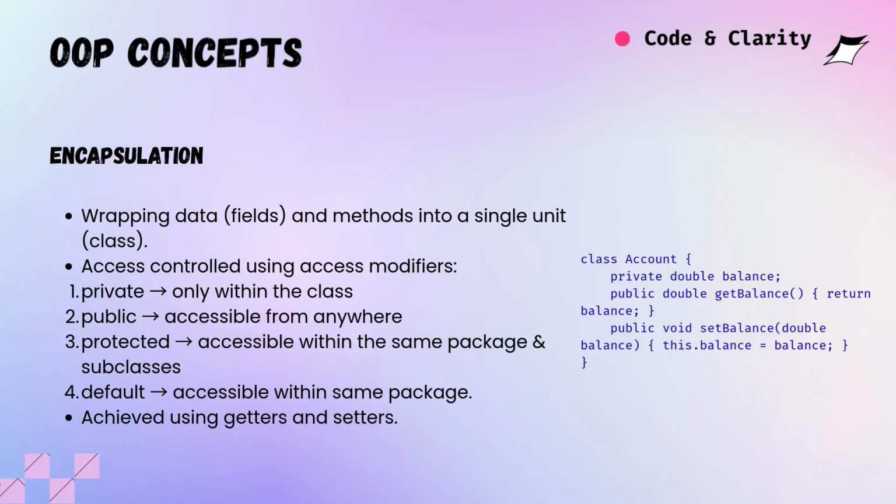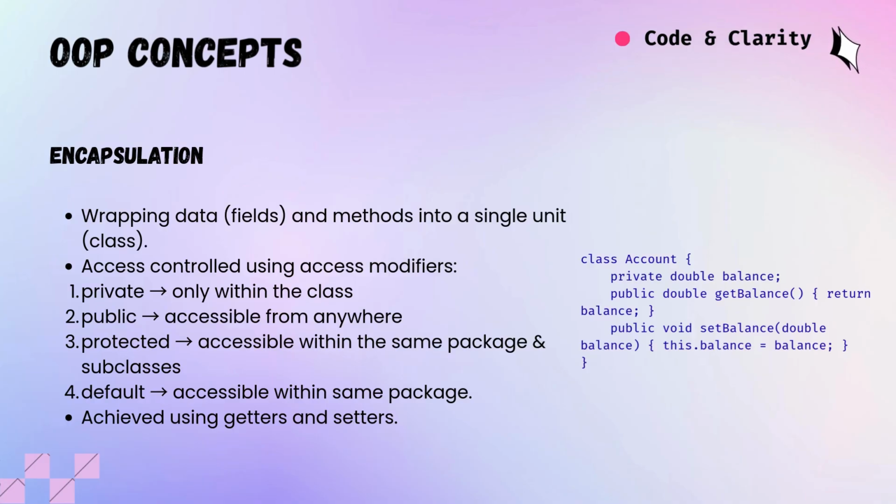So let's see here, wrapping the data and methods into a single unit, and the access is controlled using access modifiers. There are basically four types of access modifiers: private, public, protected, and default. Private allows access only within the class. Public is accessible from everywhere. Protected allows access within the same package and subclasses. And default allows access within the same package. Now, this encapsulation is achieved using getters and setters.